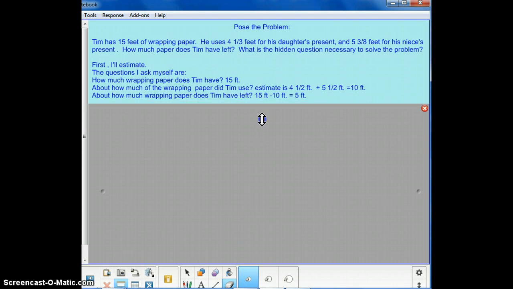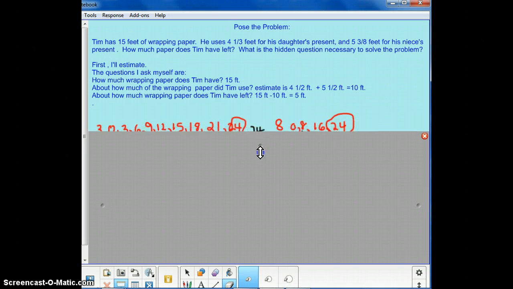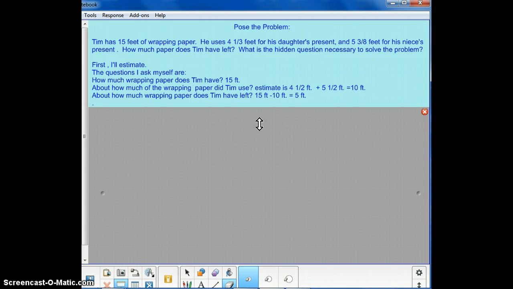So now my problem is about how much wrapping paper does Tim have left? 15 feet minus 10 feet is equal to 5 feet. So my estimate is he will have about 5 feet left. Okay, now I find my, I'll wait till you guys do that. Pause the video now, if you haven't already, to solve it. Then check your answer.